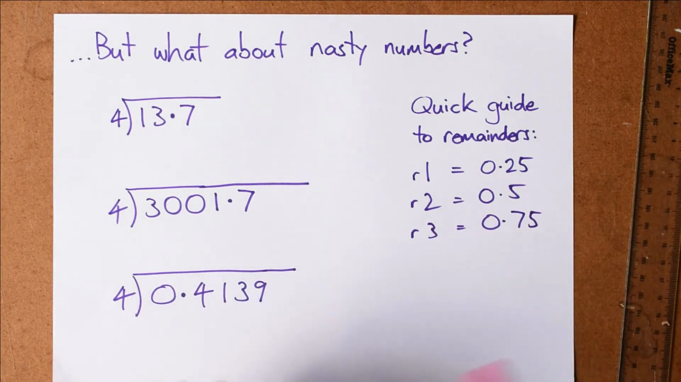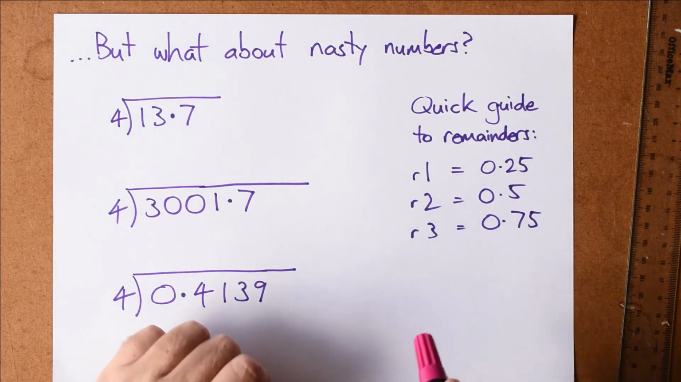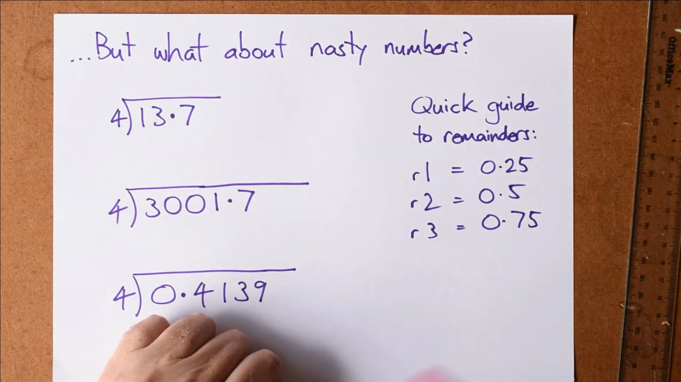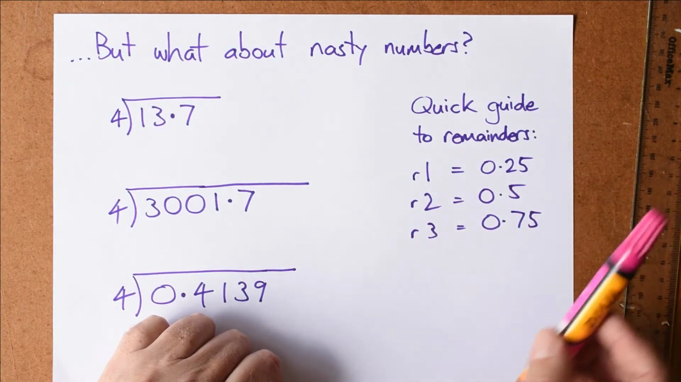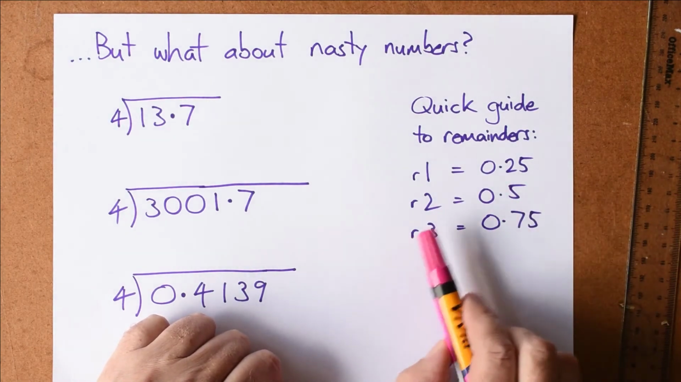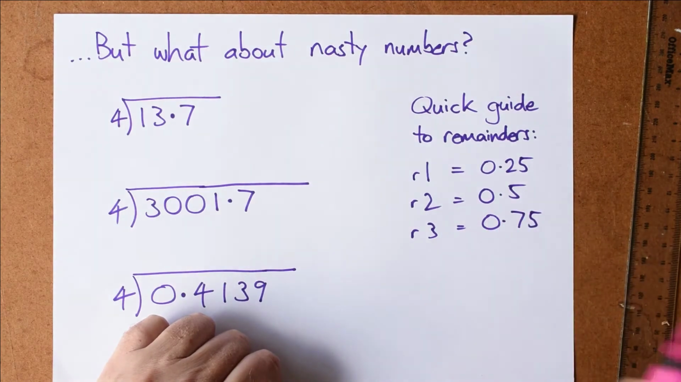Because dividing by 4 is the same as quarters, is the same as 0.25. A remainder of 1 gives you 0.25, 25%, 1 quarter. A remainder of 2 gives you 0.5, which is the same as a half.